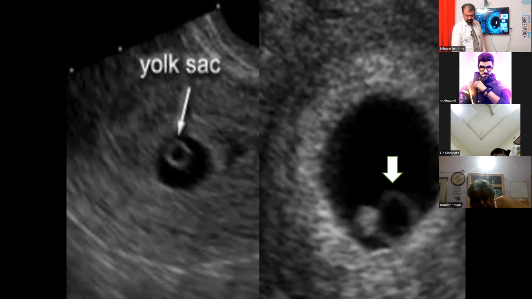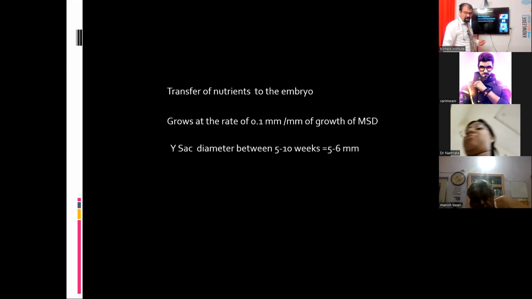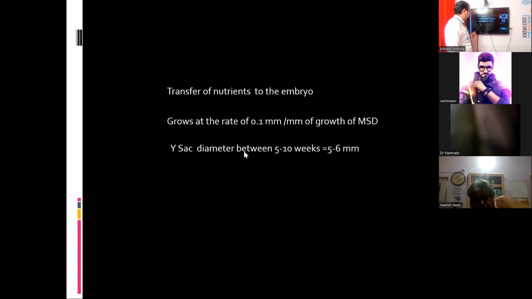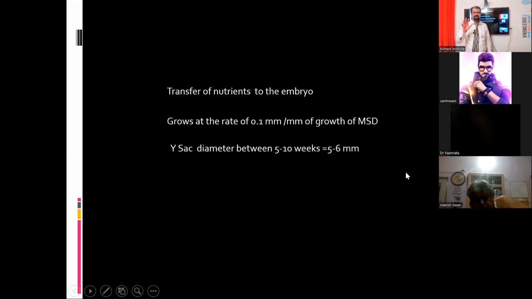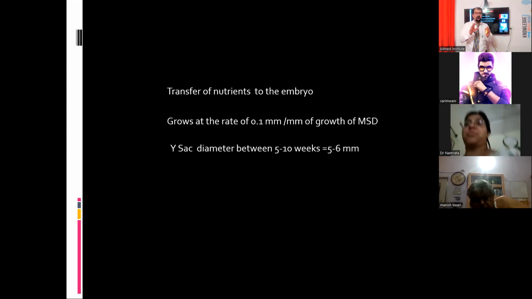Now, how much is the yolk sac? Yolk sac diameter between 5 to 10 weeks is 5 to 6 millimeters. So roughly it is about 5 millimeters. Yolk sac should not be big enough, and it should not be very small. If it is very small, we will come to that. So don't get happy if you are dealing with a big yolk sac. It doesn't mean that God has given a bigger effort. No, that is also abnormal.